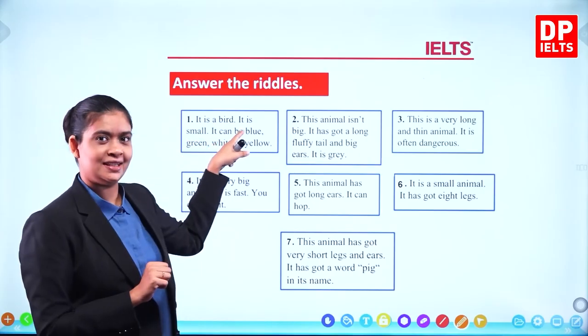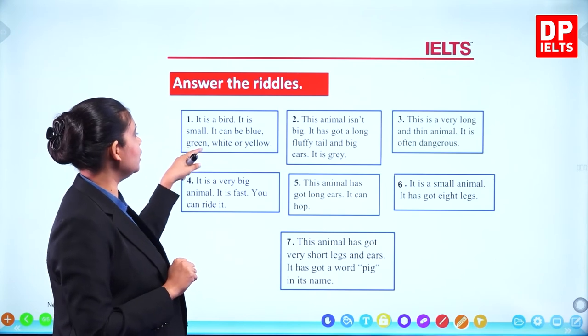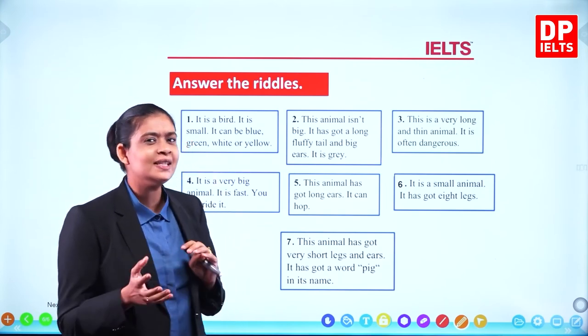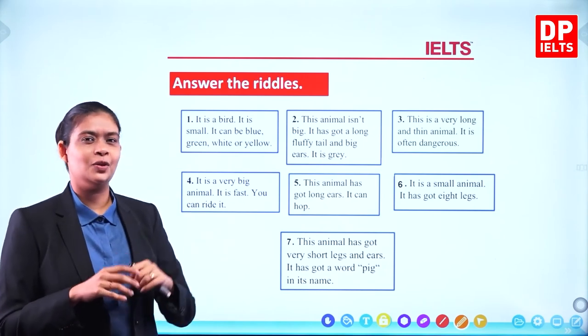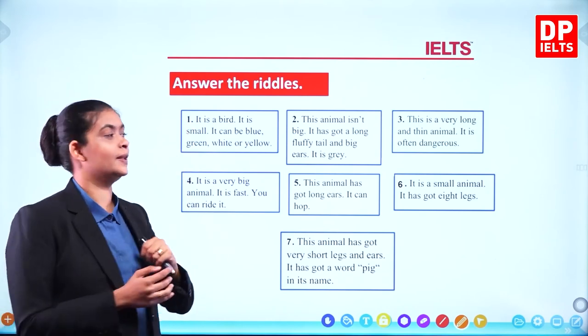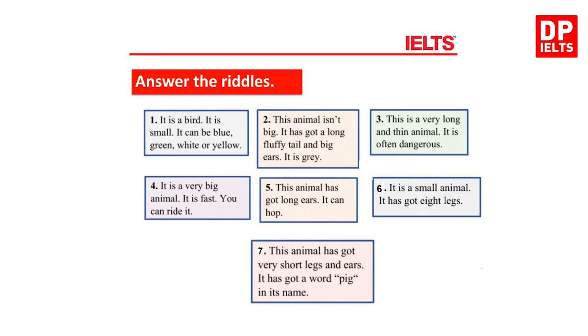It is a bird. It is small. It can be blue, green, white or yellow, right? I wouldn't say it's really small, but yeah, it could be big or it could be sometimes small as well, okay? Sometimes you have the big versions as well. So it is a bird. It is small. It can be blue, green, yellow, white.